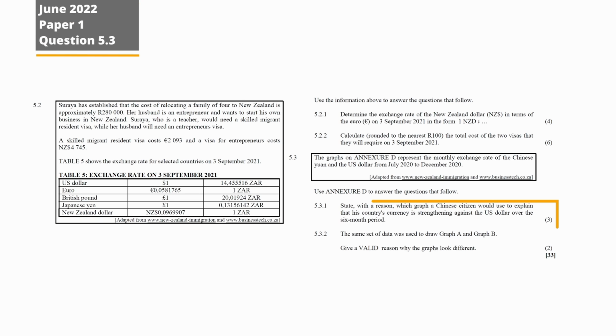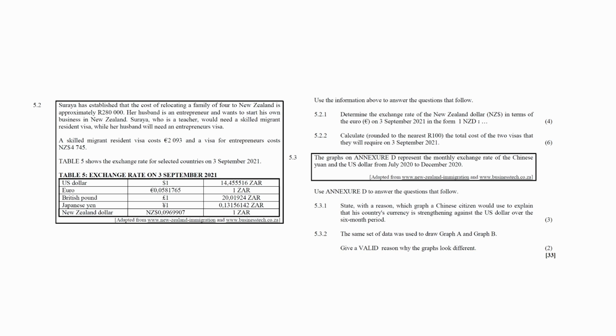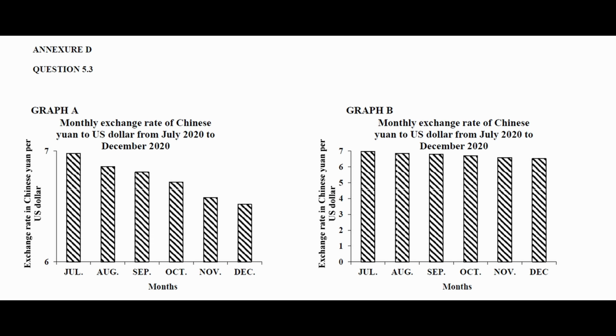Question 5.3 consists of two questions that were designed to assess your understanding of data handling in relation to data representation. You are presented with two graphs on Annexure D that represent the monthly exchange rate of the Chinese yuan to the US dollar from July 2020 to December 2020. The same set of data was used to draw both of these graphs.